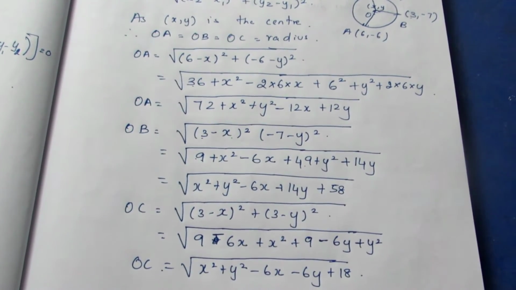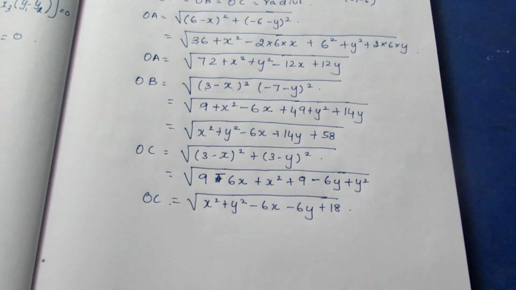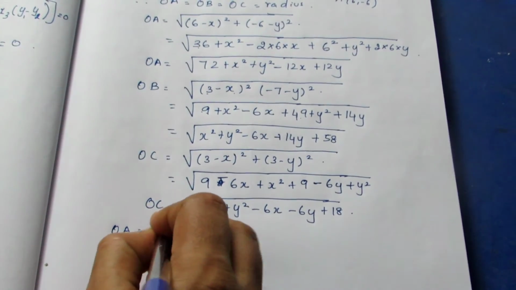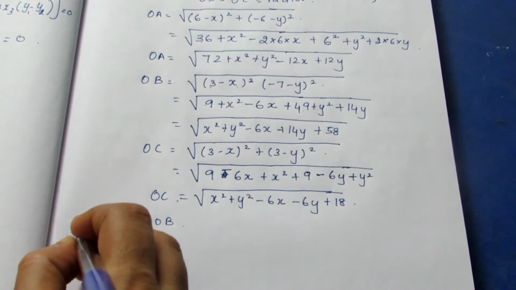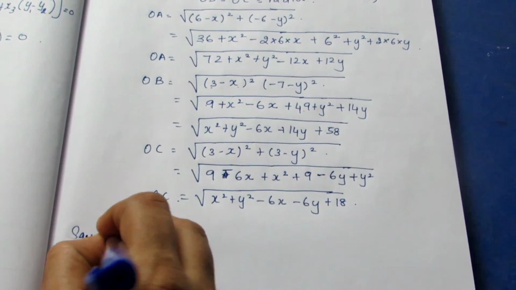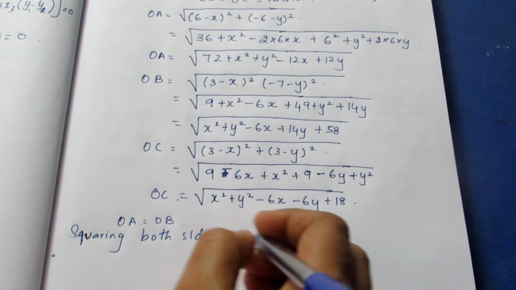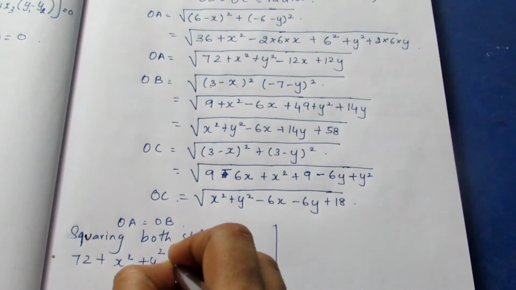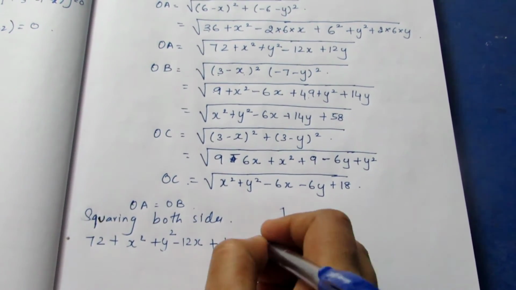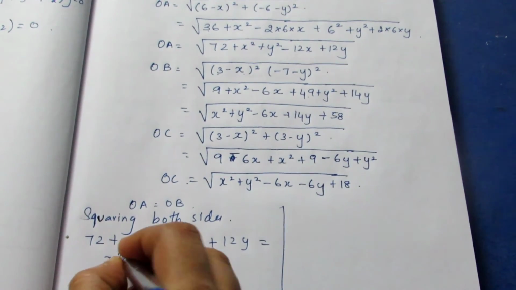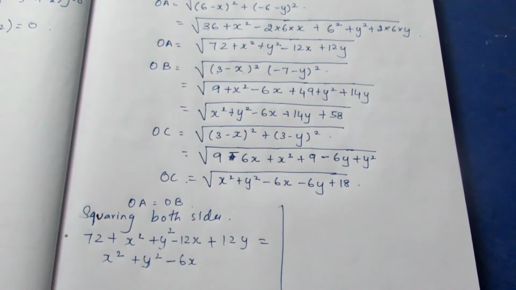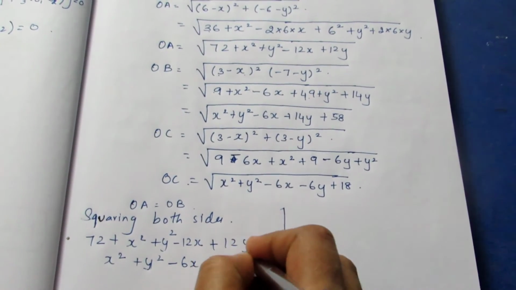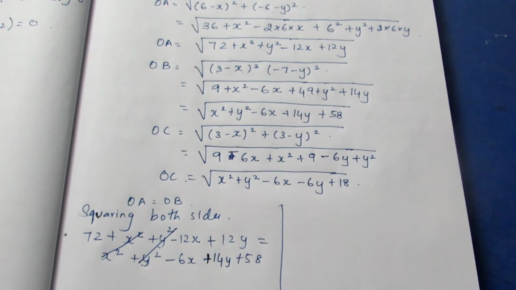We know that OA equals OB, so we are going to equate everything. Equating OA and OB, squaring both sides to take the root, the root will go off and it will be 72 plus x square plus y square minus 12x plus 12y is equal to OB, which is x square plus y square minus 6x plus 14y plus 58. Here x square and y square get cancelled because of the equal to.